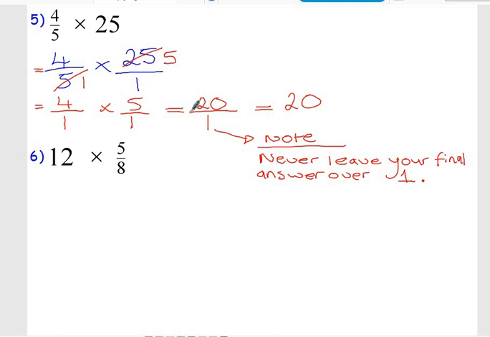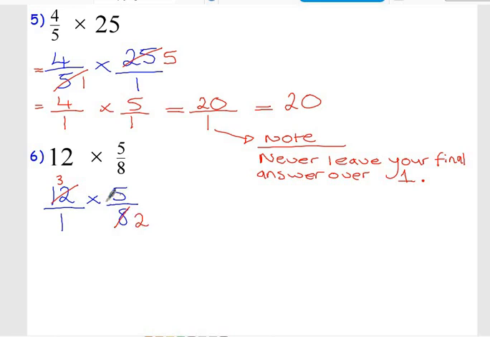So last example there, 12 times 5/8. So first of all, we need to make the 12 a fraction. In order to do that, I need to put the 12/1 like so. Then we do exactly the same. We look to see if we have any cross cancels. We're looking at our 12 and 8. The highest number that goes into both of these is 4. 4 goes into 12, 3 times. 4 goes into 8 twice.